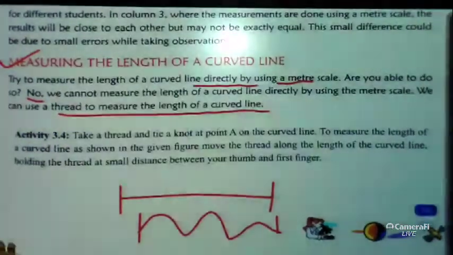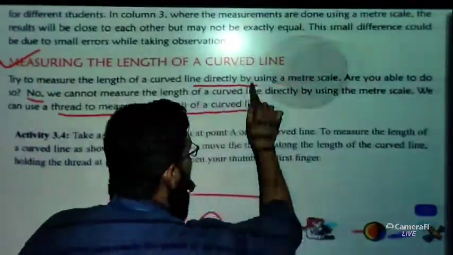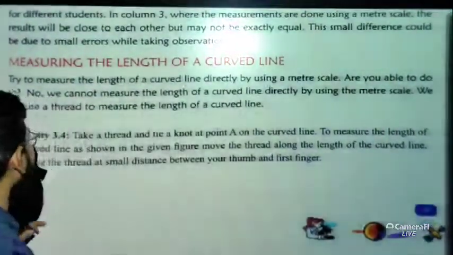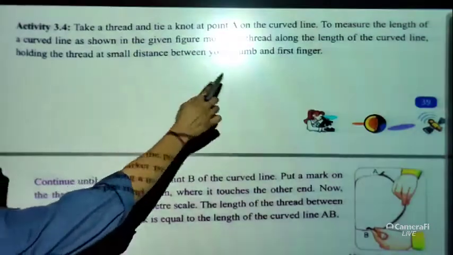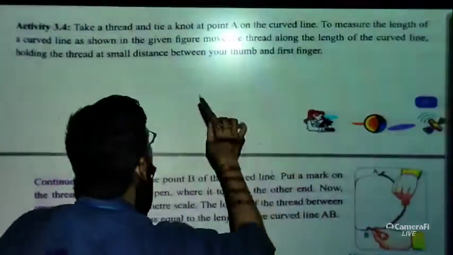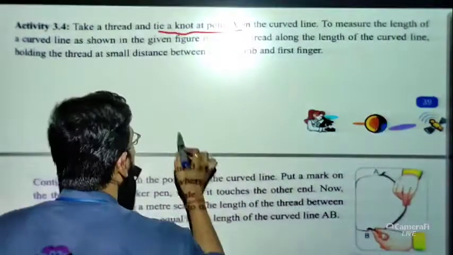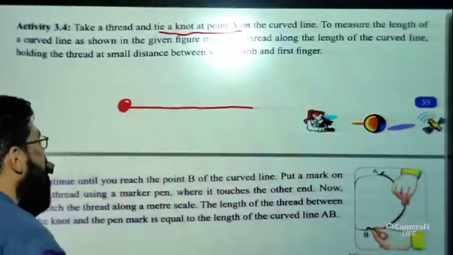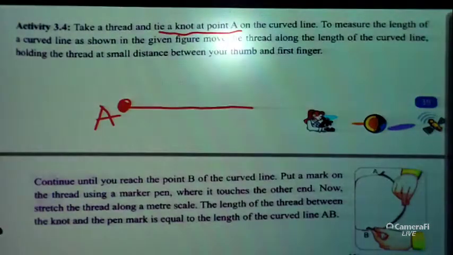Now activity 3.4 tells us the same thing. So let me rub out all these things first, then we discuss what activity 3.4 says. So 3.4 tells us to take a thread and tie a knot point. That means if this is our thread, we just make a knot here. This is our knot point. We just call the knot point A.